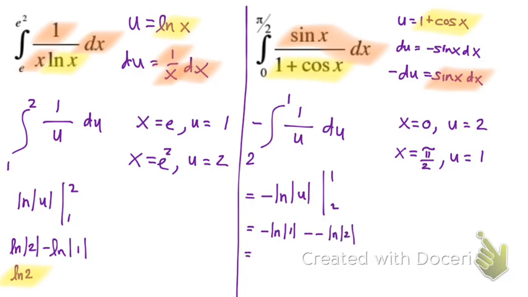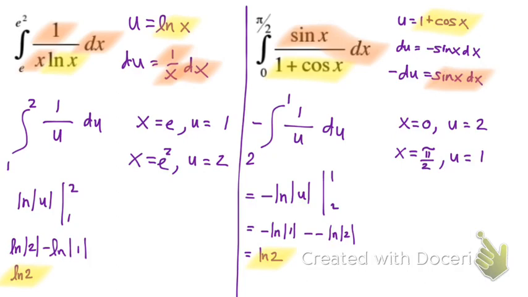Well, ln of 1 is 0, so this is 0 minus a negative, which turns into 0 plus ln of 2. So it's just ln of 2. Same answer as the last problem in the sense of the area under the curve.